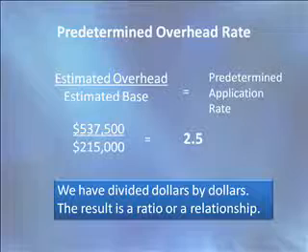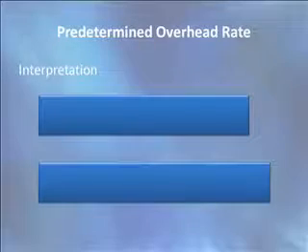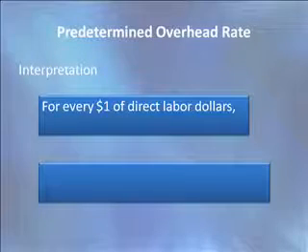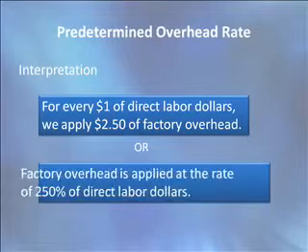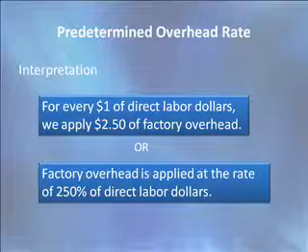We have divided dollars by dollars. The result is a ratio or a relationship. Interpretation: for every $1 of direct labor dollars, we apply $2.50 of factory overhead. Or, factory overhead is applied at the rate of 250% of direct labor dollars.